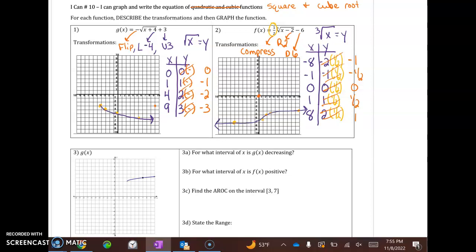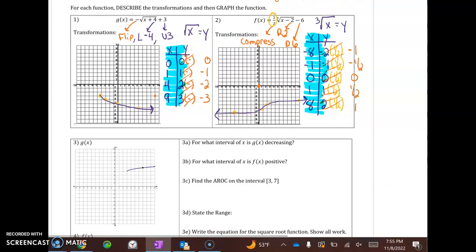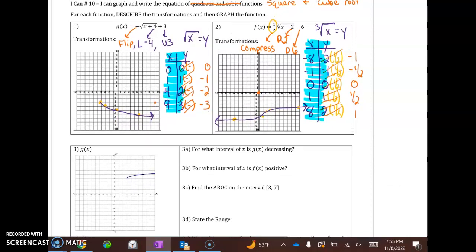So the main thing you're going to have to think about, besides the transformations, are what are your parent function points. So get to know those, maybe write them down a couple times so that you have them memorized. Otherwise, what can you take the square root of and what can you take the cubed root of? Take the square root and the cubed root of those numbers to get your y's.